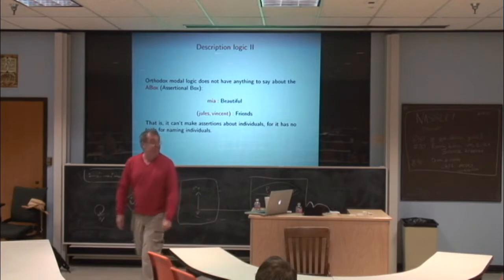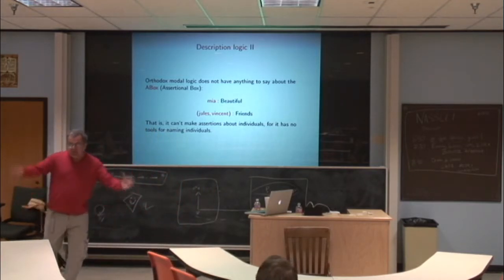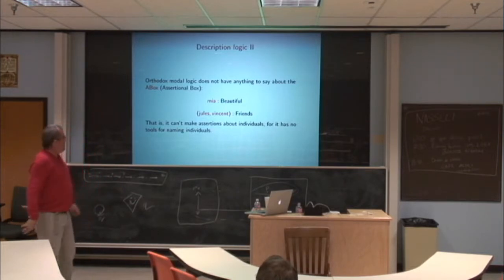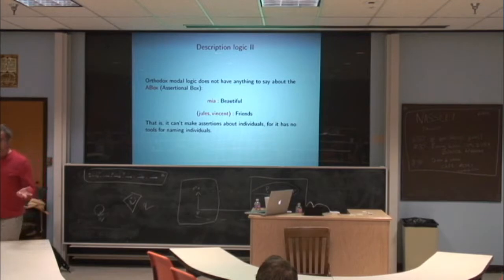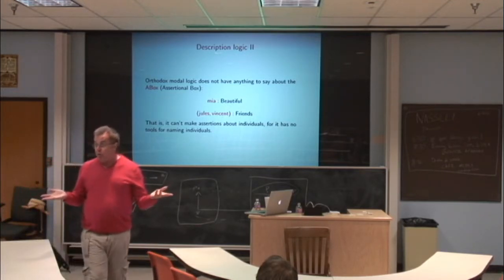And when they use description logic, they use it to reason about individuals. They write down all these descriptions, and then they write down things like, Mia is in fact beautiful. And Jules and Vincent are in fact friends, and they reason about these individuals because, let's face it, you probably want to. Okay? And they do this.